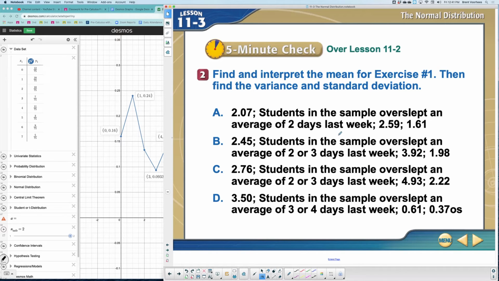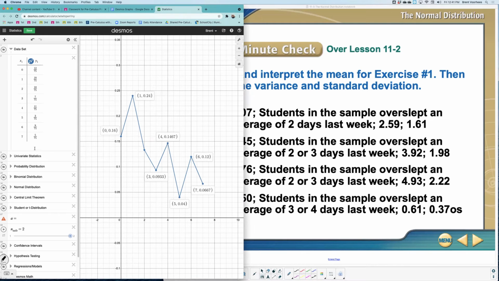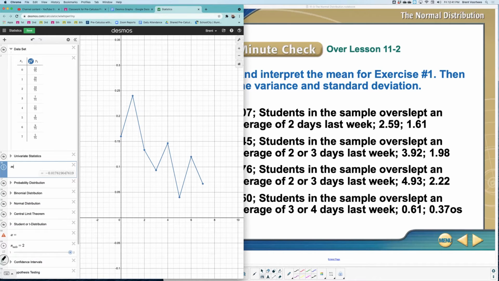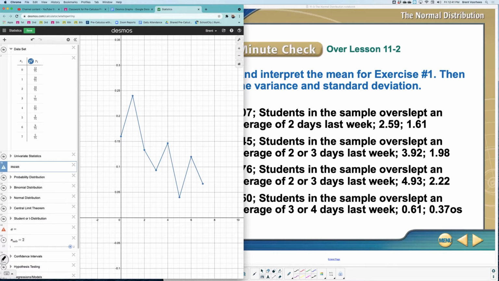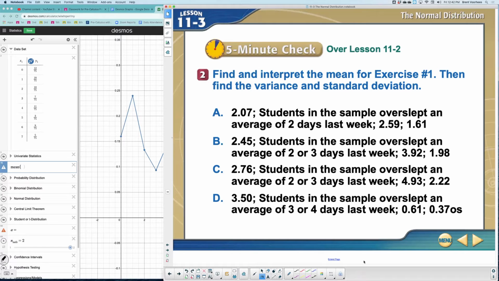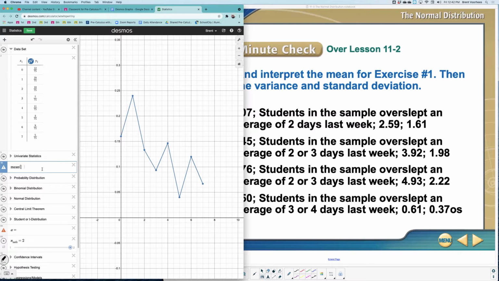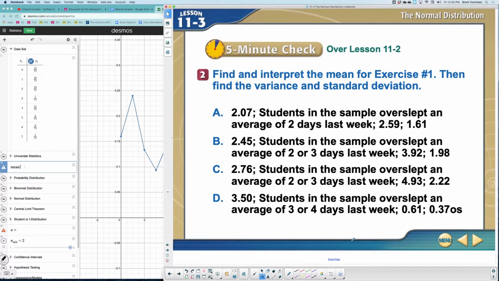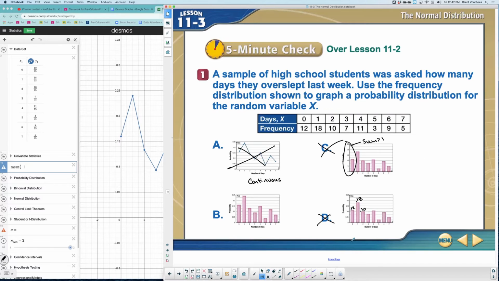Now, let's talk about number 2. It says, find and interpret the mean for exercise 1. Well, we talked about last class quite in detail about the math involved to find the mean. But what I did not tell you is that you can on Desmos type in mean. Let's see, the mean of this data here. Actually, that's not going to work yet. Let me first come back over and show you the algebra here.